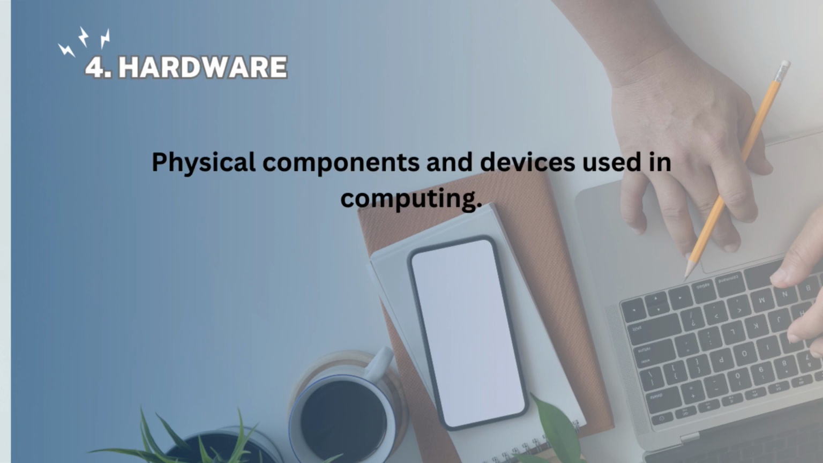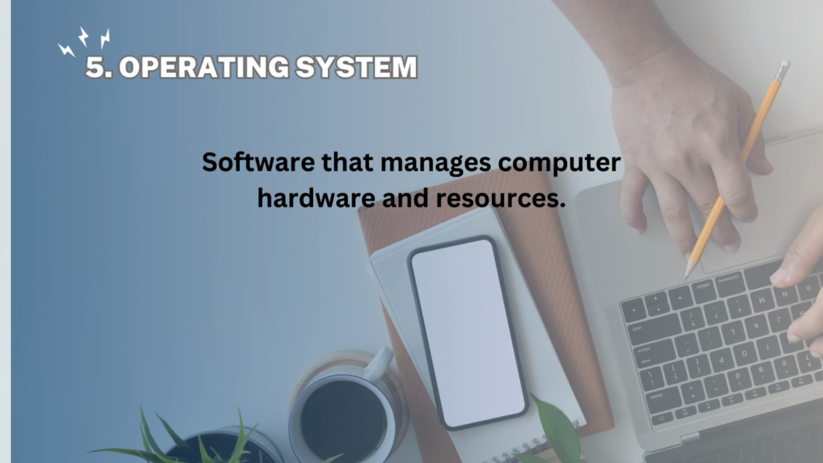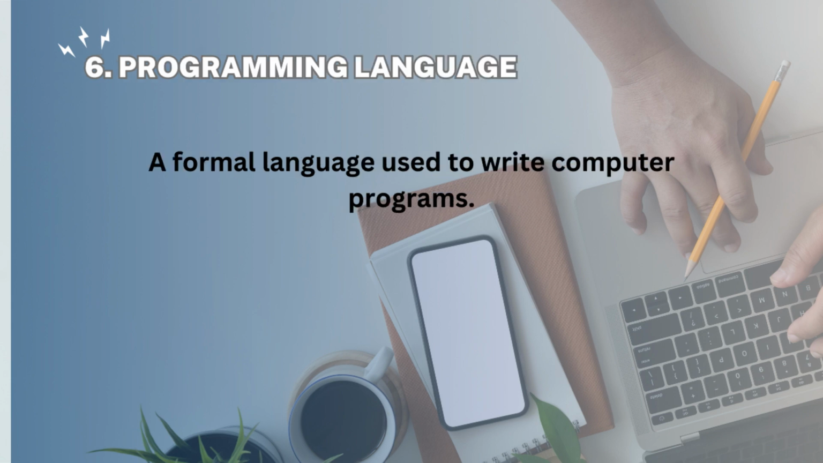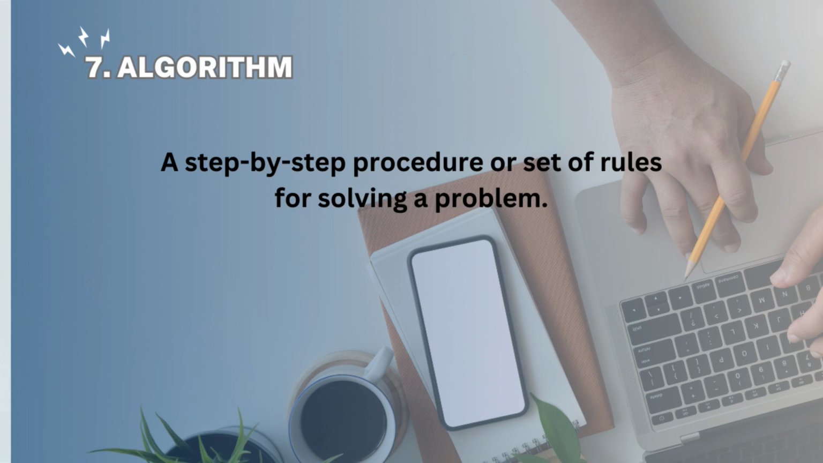Hardware. Physical components and devices used in computing. Operating system. Software that manages computer hardware and resources. Programming language. A formal language used to write computer programs. Algorithm. A step-by-step procedure or set of rules for solving a problem.